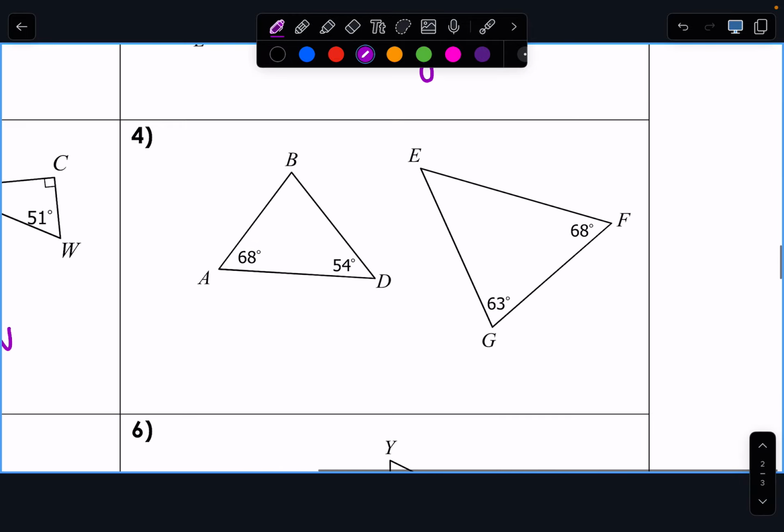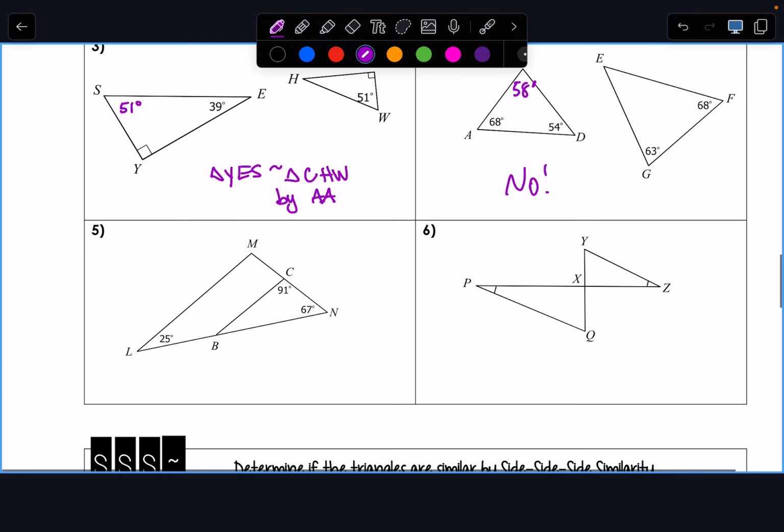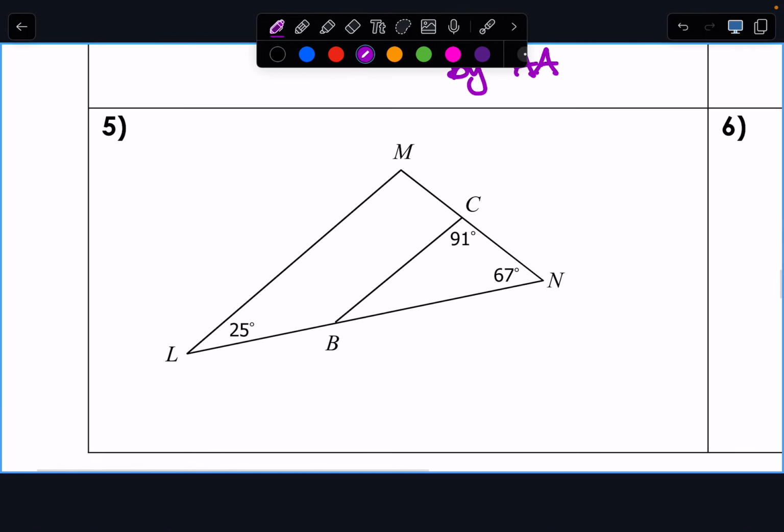All right, what about number 4? What's left over for angle B? It's 5 degrees off. 58? Oh, that's a bummer. All right, so we don't have the same angle, so we cannot say that this is true. What about number 5?